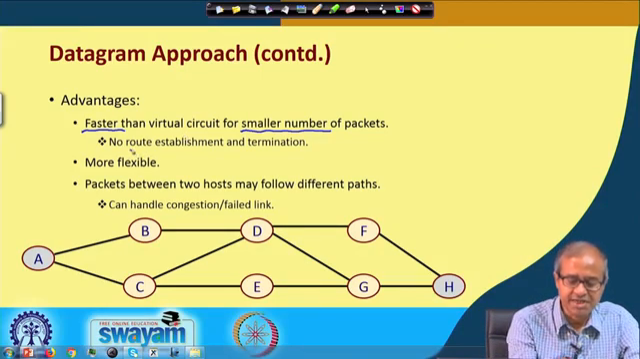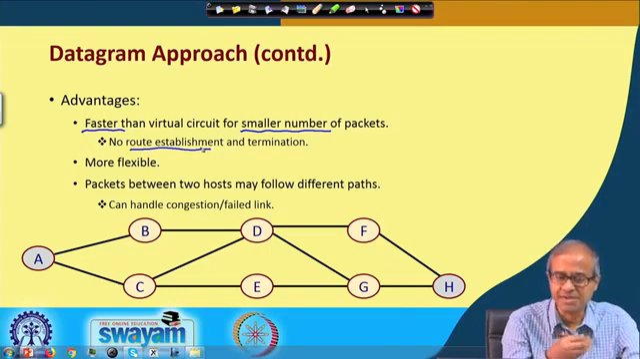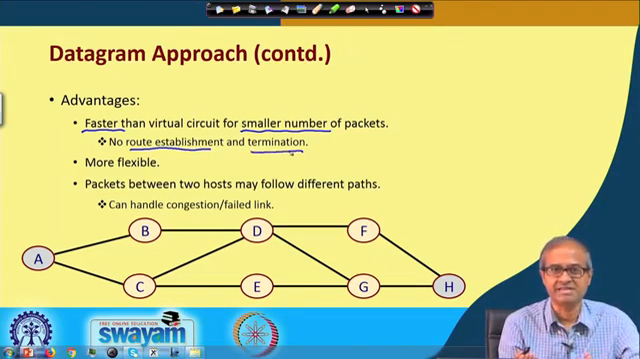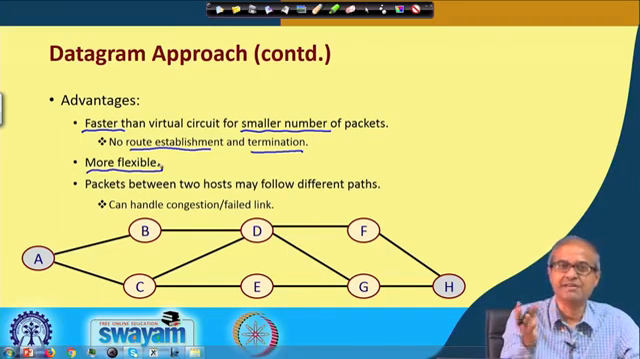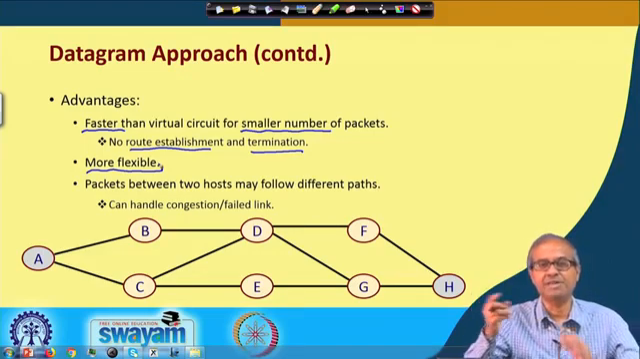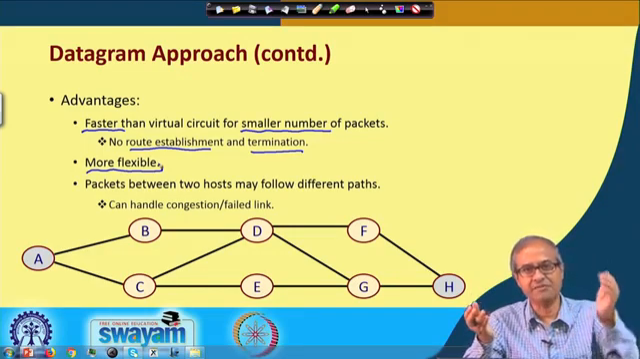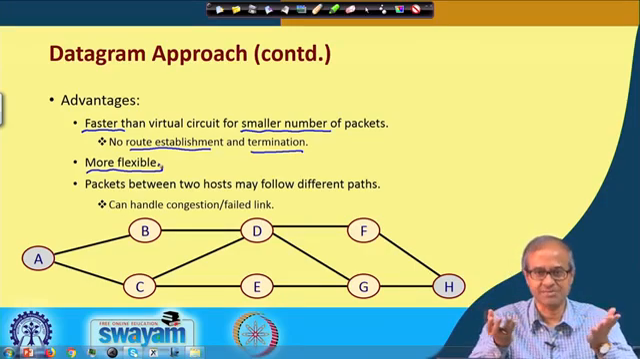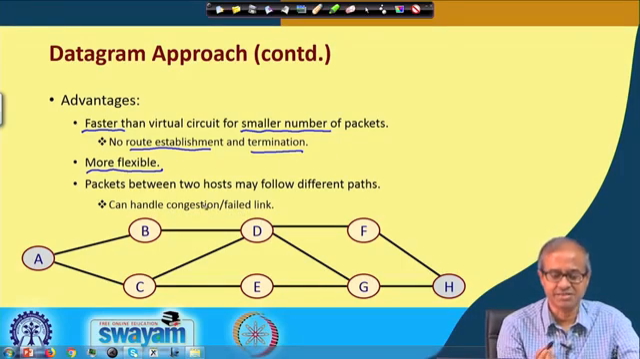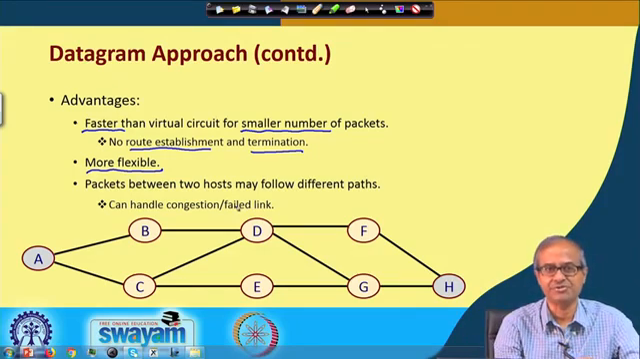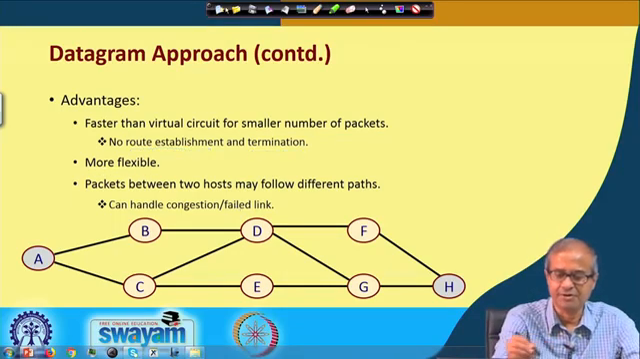The datagram approach does not need any route establishment in the beginning or route termination at the end. So, in that sense it is more flexible. Packets can follow different paths. If some of the links get overloaded, then the packets can follow an alternate path. So, it can handle congestion in the links, or some of the links may fail altogether, then an alternate link may be used, which was not possible for a virtual circuit.